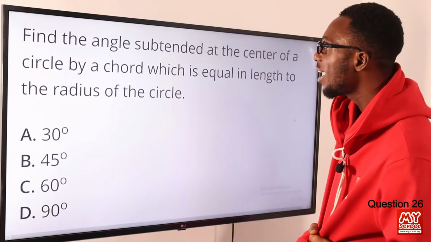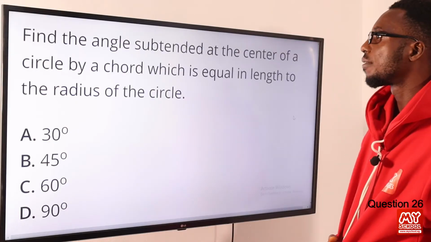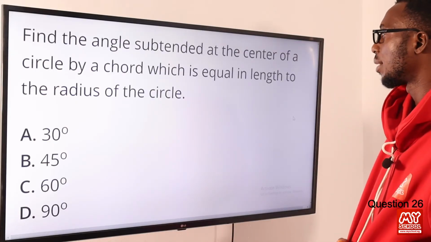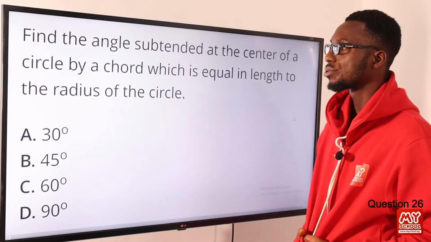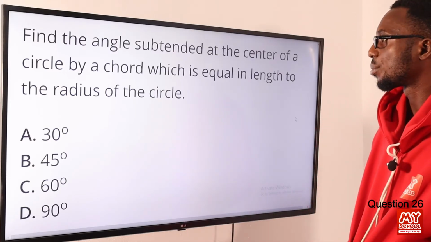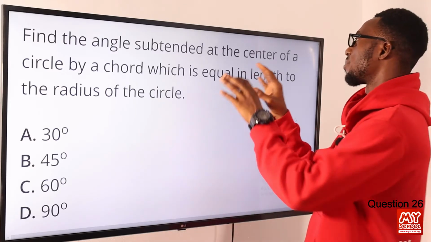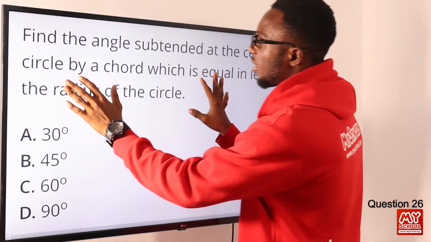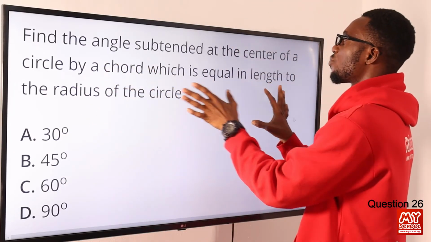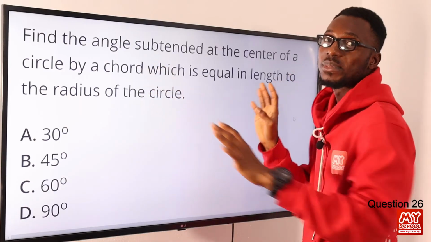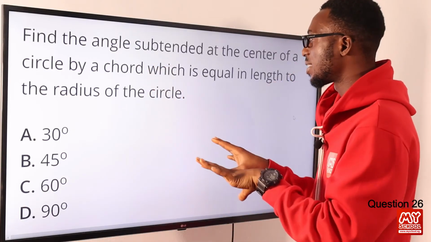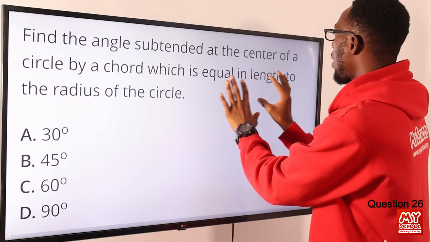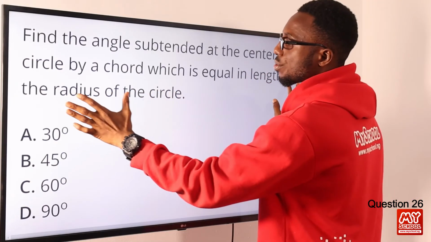26. Find the angle subtended at the center of a circle by a chord, which is equal in length to the radius of the circle. Okay, so let's break this down. So the angle subtended at the center of the circle by a chord. As the chord passes through the center of the circle, it becomes a diameter. All right, but there's now a specification which is equal in length to the radius of the circle.